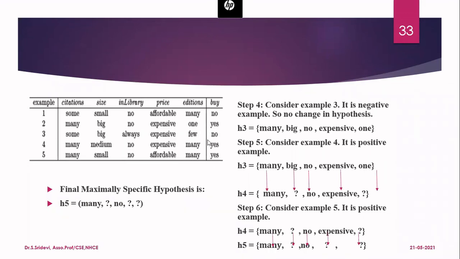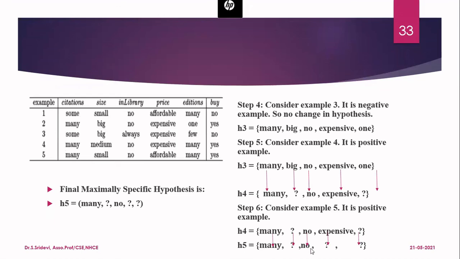Then consider the next instance. Here it has the value positive, that is S. That means it is a positive example. So you have to change the hypothesis now. H4 has the values many, question mark, no, expensive, and question mark. Now compare that with this record. The first value is many, which is the same as this, so keep it as such. The second value is already a question mark, so whatever the value, you will accept it. Keep the question mark as such.